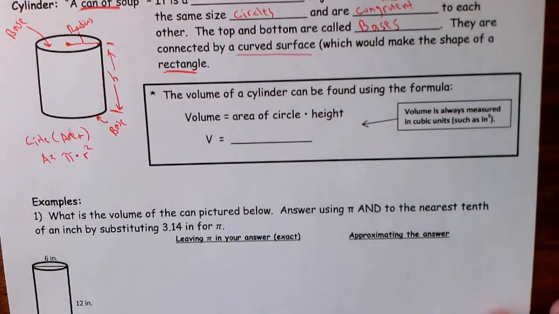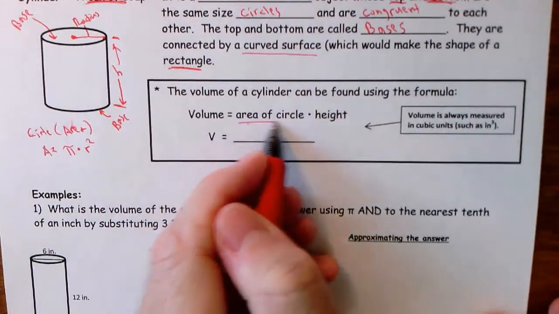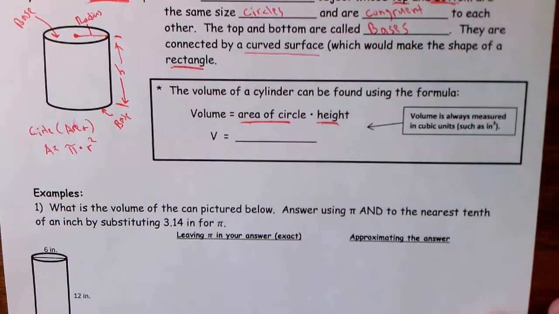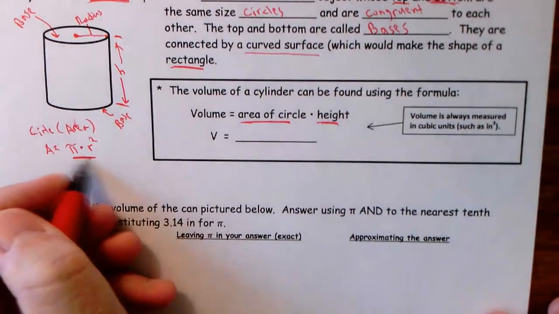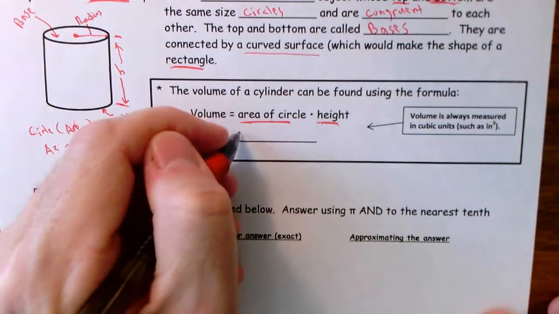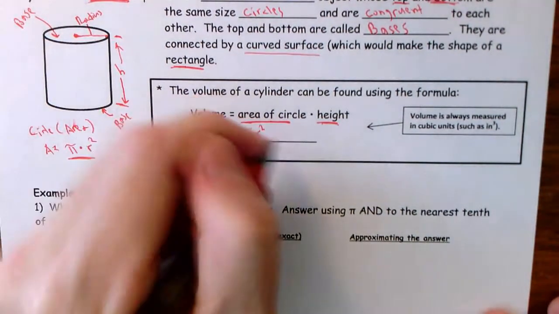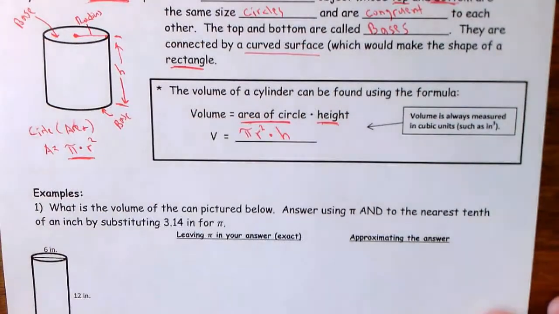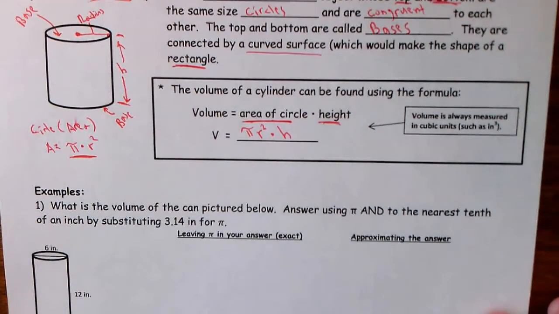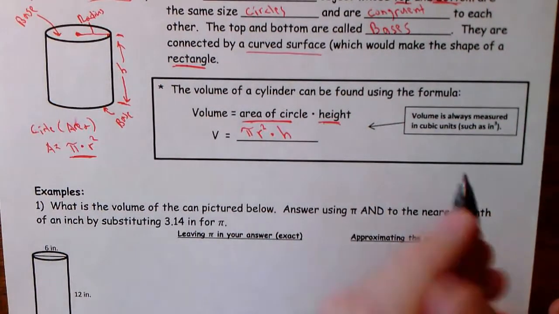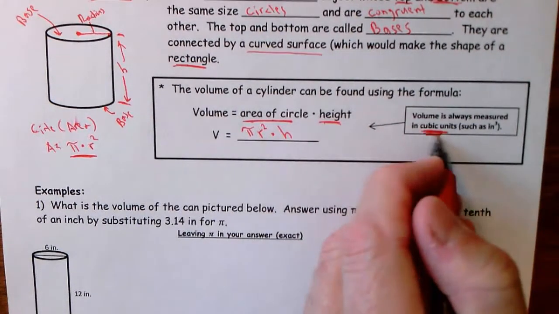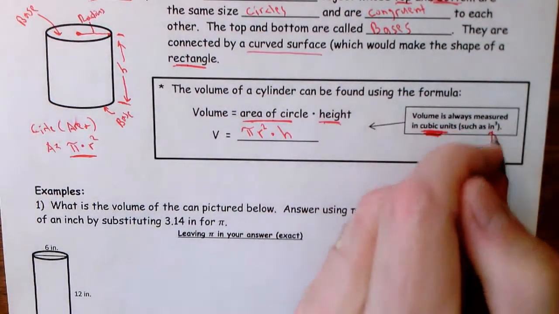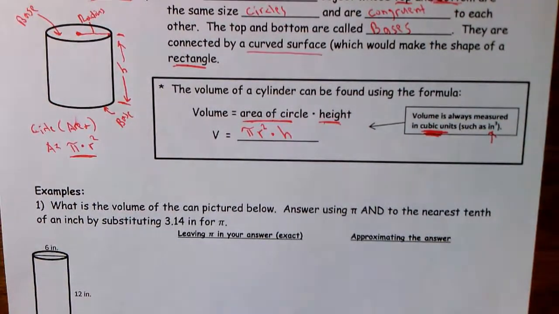So the volume of a cylinder, what is its formula? Well, its formula is the area of the circle times the height. Well, the area of the circle is this right here. It is pi times the radius squared. So the volume is pi times the radius squared times the height. That is the formula we can always use to find the volume of a cylinder. And one more note is that volume is measured in cubic units. So when you put the units on it, you want to have a little exponent of 3, which means cubic units on there.